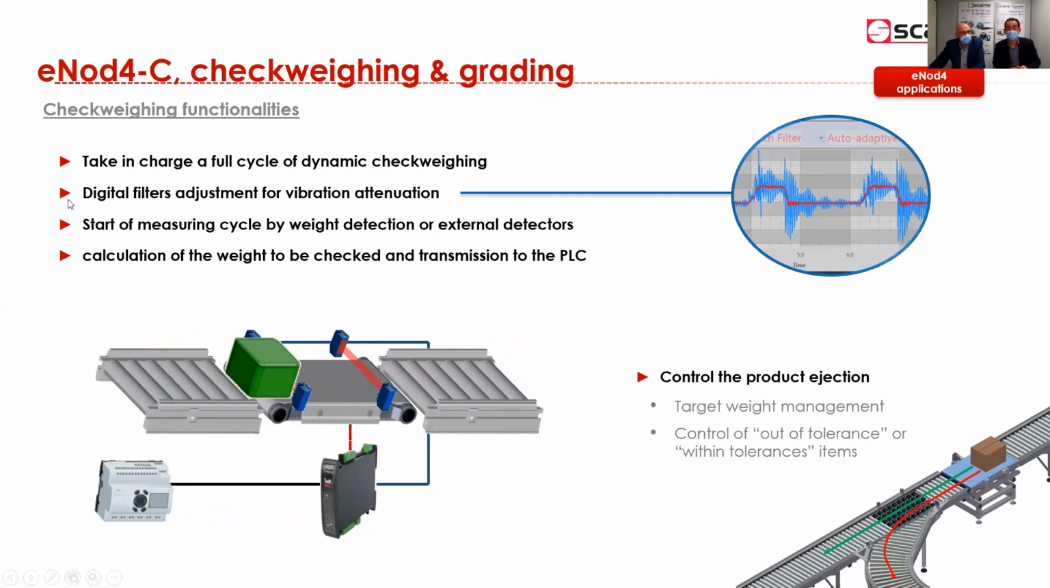Something important: the start of the measuring cycle can either be launched by weight detection, or be activated by external trigger detectors. One or two detectors. For 2 detectors, you have one detector to start the cycle and one detector to finish the cycle. And if it's one detector to start the cycle, the time will determine the end of the cycle.